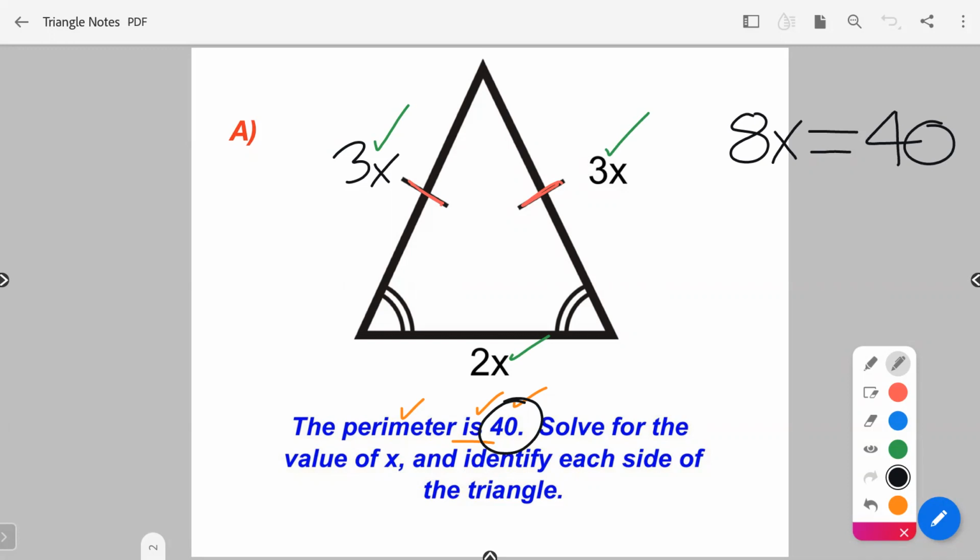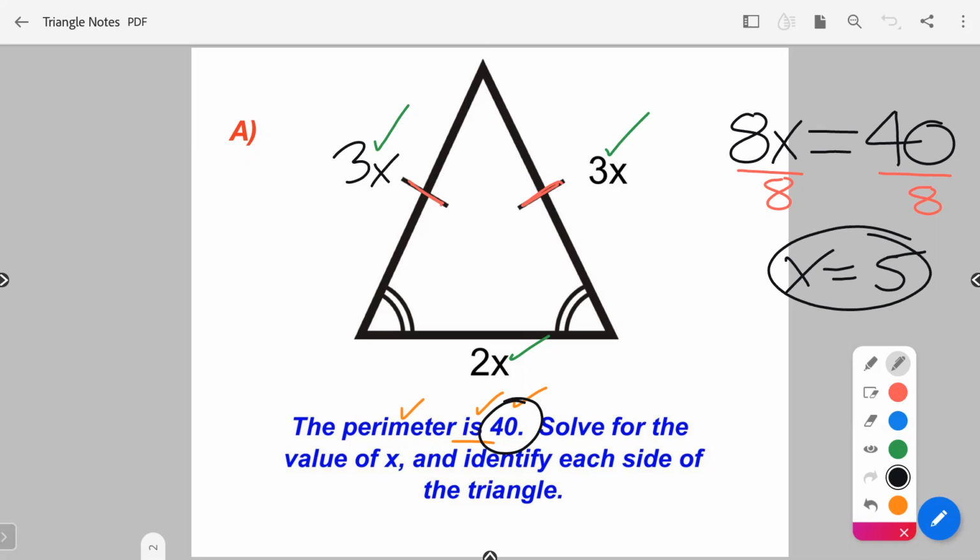To solve this one-step equation, all you have to do is take both sides of this equation and divide it by 8. Why? Because the opposite of multiplying something by 8 is dividing by 8. Remember what the equation said in the first place. 8x equals 40 means 8 times what number makes 40, and then what happens is we get the value of x, which is just simply 5.